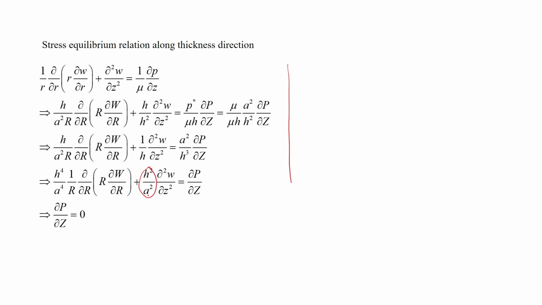So, this is equal to epsilon square, and this is h to the power 4 by a to the power 4. So, this is equal to epsilon to the power 4. So, again this is negligible, this is negligible. So, we have del p by del z is equal to 0.